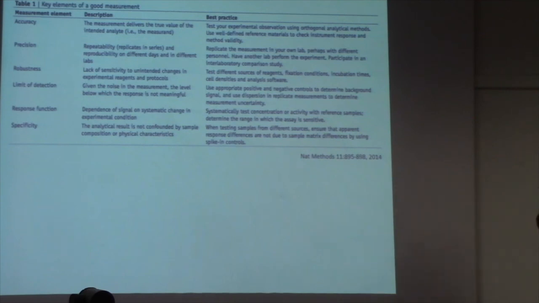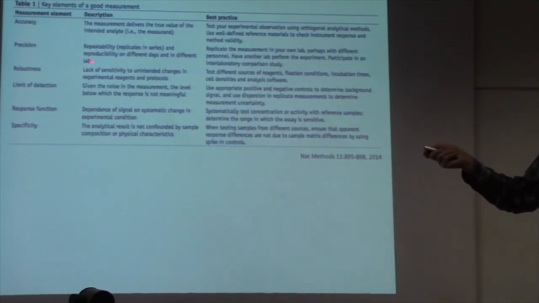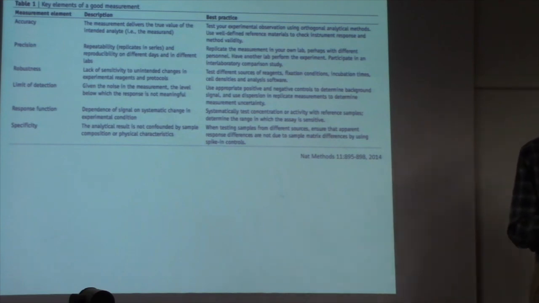Okay, let's see the description. Accuracy. If a measurement is accurate, the measurement delivers the true value of the intended analyte. That is, we are measuring something of which we do know already the measure. A known standard.